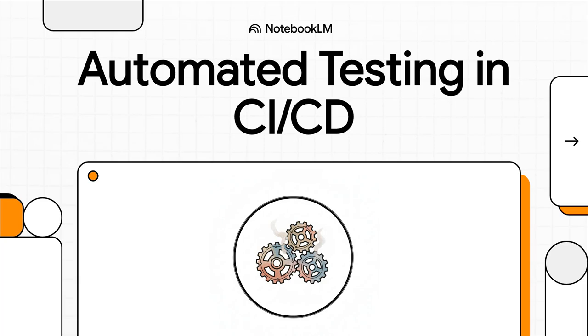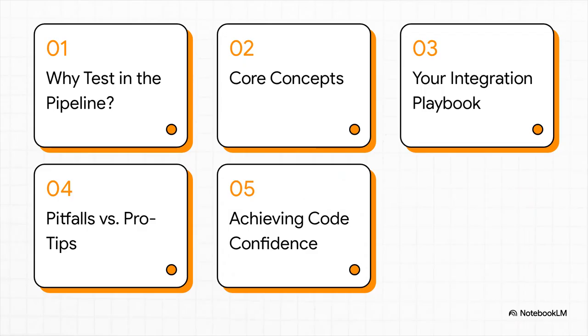Hey everyone, so what if you could make your code better, faster, and way more stable with every single commit you make? It sounds almost too good to be true, right? Well, that's exactly the promise of embedding your automated API testing directly into your CI/CD pipeline. Today, we're going to break down how this one practice creates these incredible feedback loops that can literally transform your entire development process. So here's how we're going to tackle this.